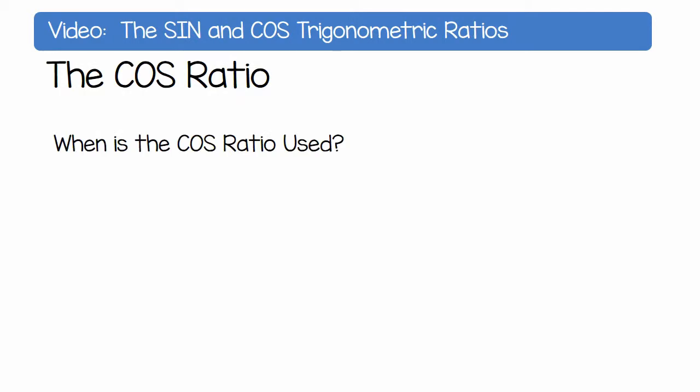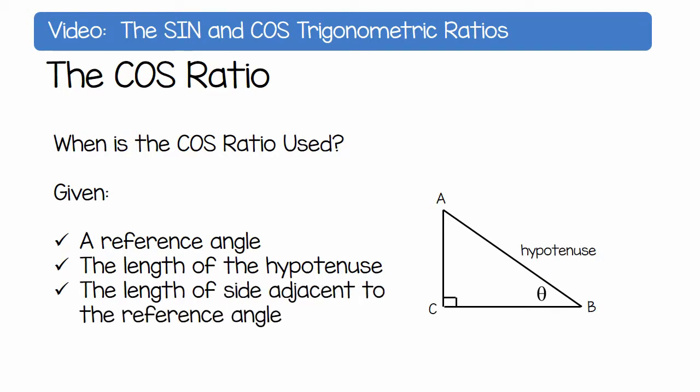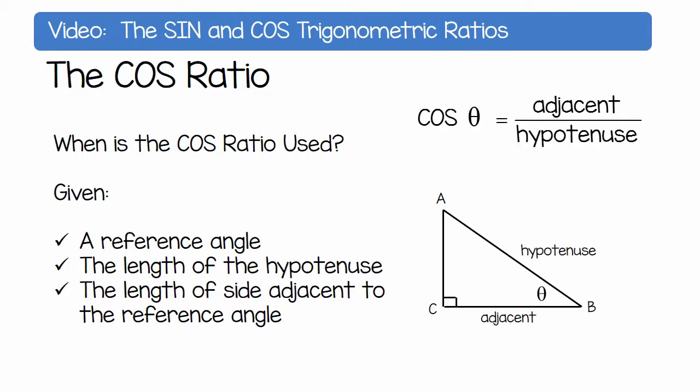When is the cos ratio used? If you're given a right-angled triangle, a reference angle, in our example it's angle B, the length of the hypotenuse, the length of the side adjacent to the reference angle, you could use the formula cos theta is equal to adjacent divided by the hypotenuse.